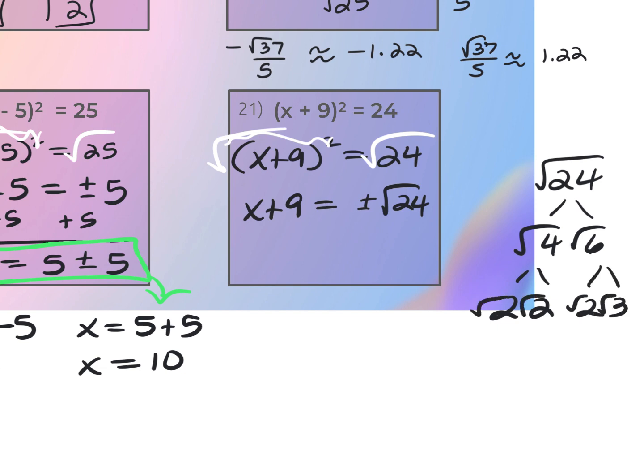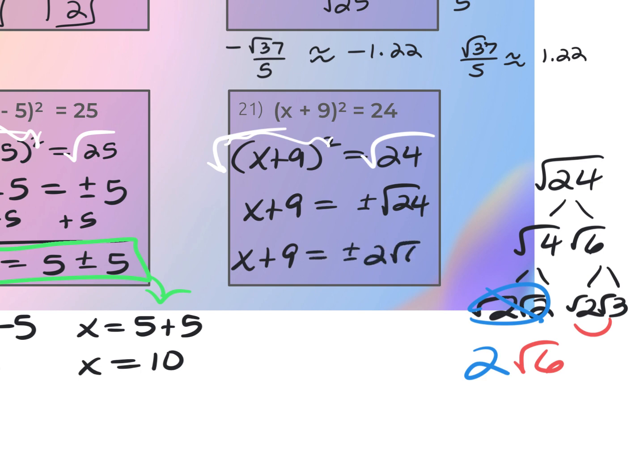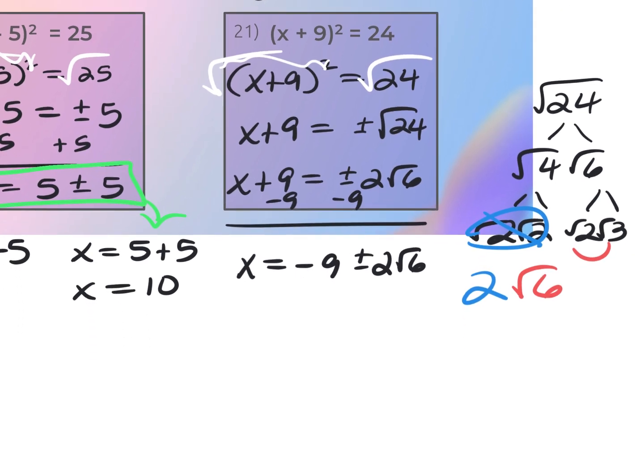Notice you got a pair of 2's. 2 comes out. These guys don't pair, so put them back together. So this becomes x plus 9, positive and negative, 2 square root 6. I need to subtract the 9, and x is equal to negative 9 plus and minus 2 square root 6. Again, WebAssign expects you to pull this apart and give the 4 answers.